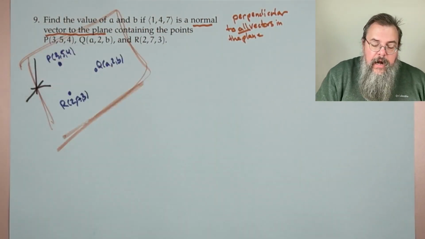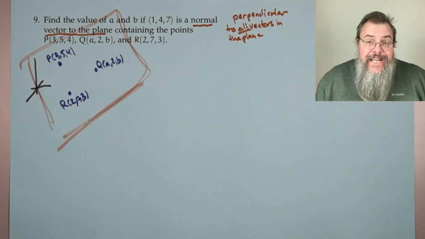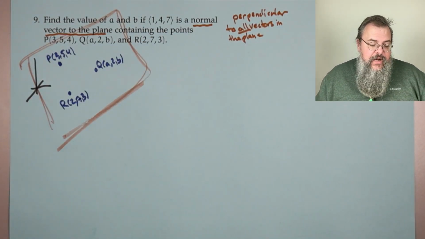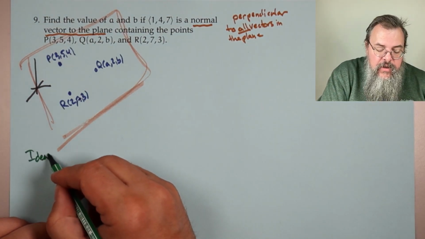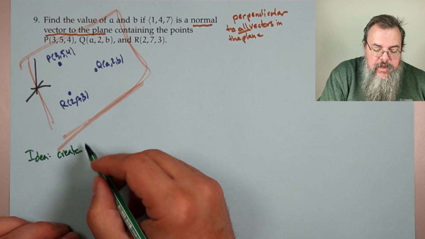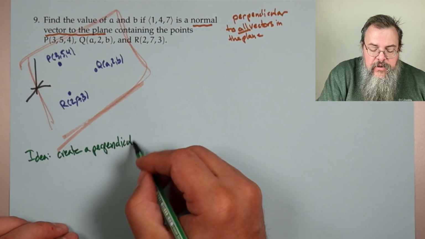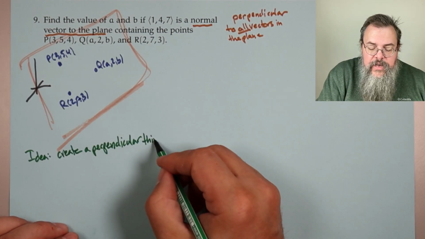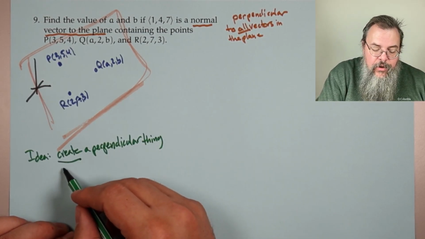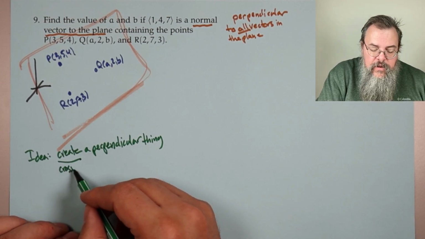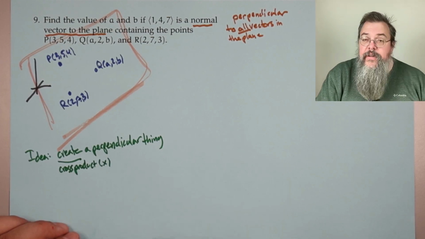And we say, all right, I am going to think about this as I'm going to create something which is perpendicular. So idea, create a perpendicular thing. Okay, so now if you want to create a perpendicular thing, what do you do to create something? Well, the creation is cross product. So this approach is going to say, let's use a cross product.